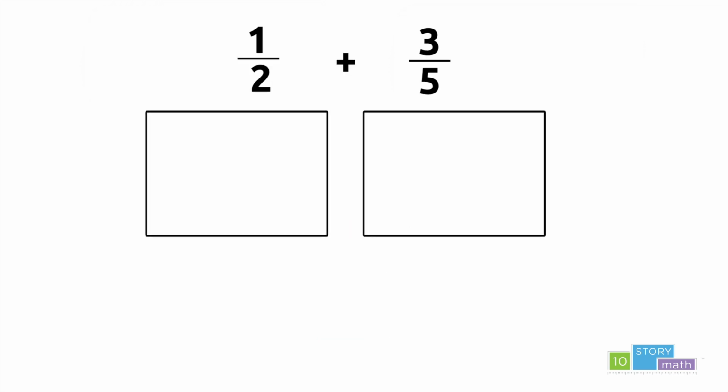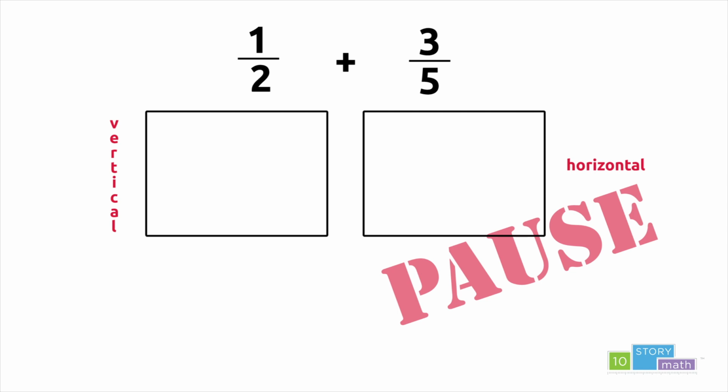Now it's your turn to practice adding fractions with unlike denominators. Draw a model to represent each fraction. Remember, the denominator tells you how many parts to break the model into. The numerator tells you how many parts to shade. Try to make one model using vertical cuts and the other model using horizontal cuts. Then bring them together to find the common denominator. Pause the video, then press play to check your work.